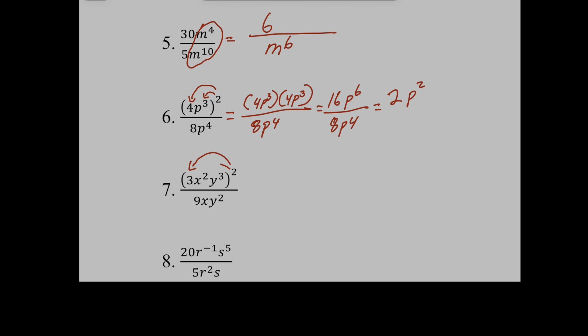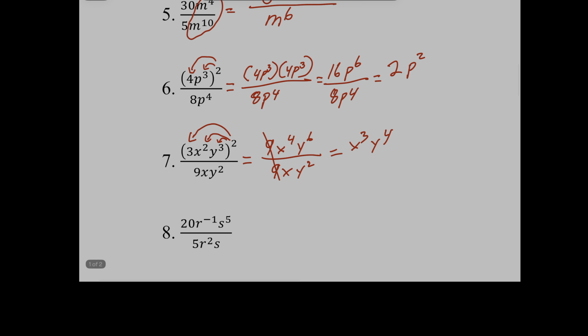Okay? I got to power that. I've got to power that. And I've got to power that. So whenever you have a parenthesis with an exponent, you got to do the exponent to everything inside. 3 squared is 9. Y squared to the squared, you multiply. I'm not adding, I'm multiplying to get to the 4. Y cubed to the second, I'm multiplying to make that a 6, over 9xy squared. Well, the 9's cancel out, and I'm left with x cubed on top and y to the 4th on top because I just subtracted them. Okay?